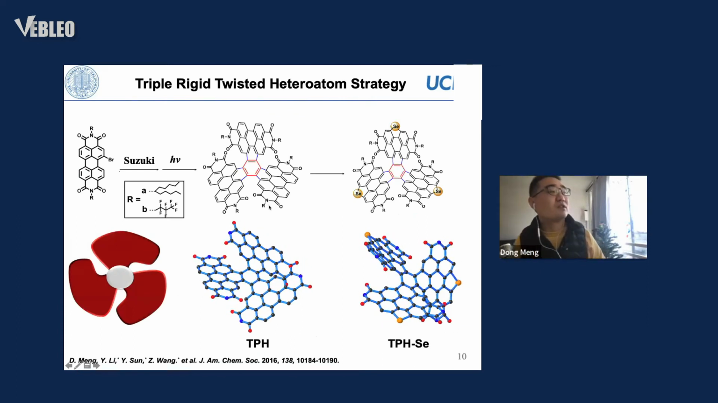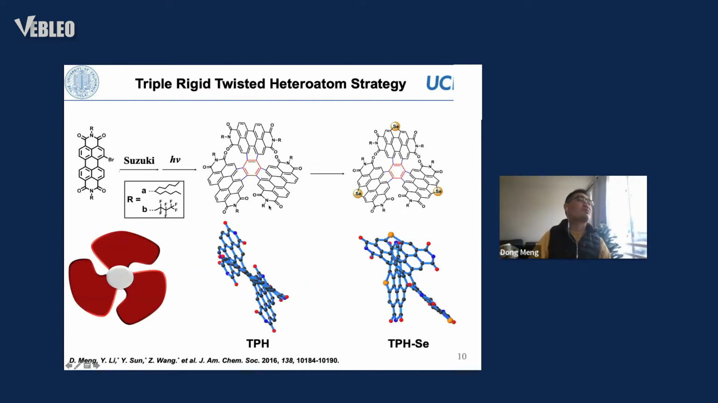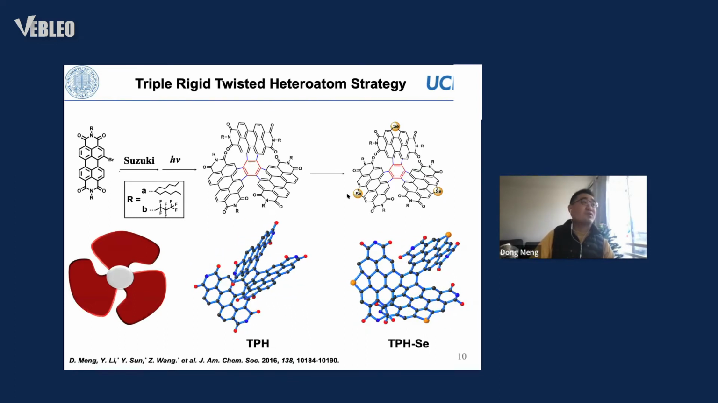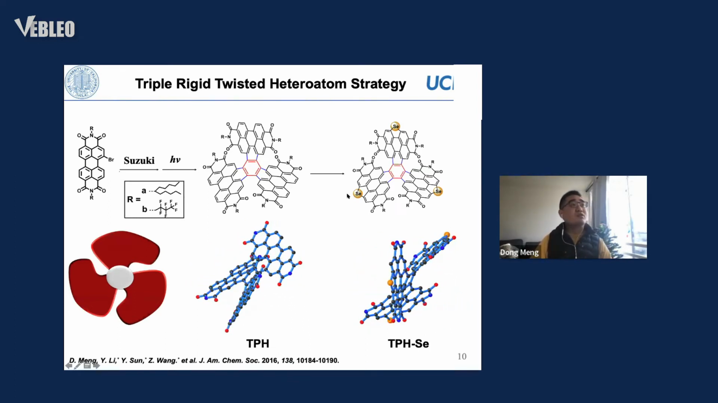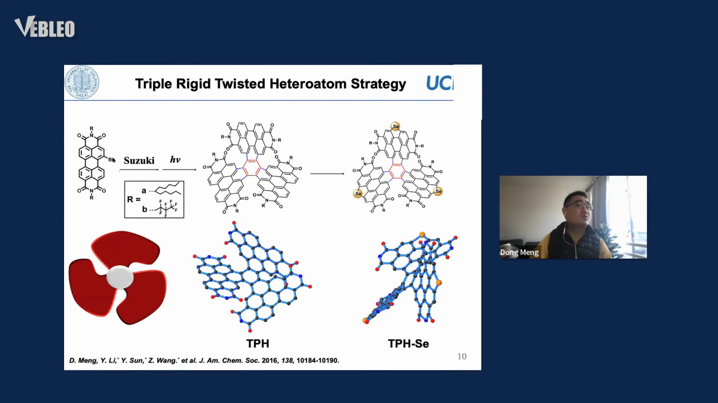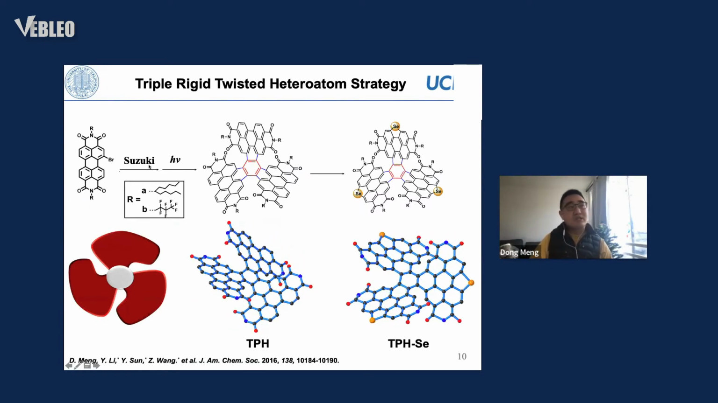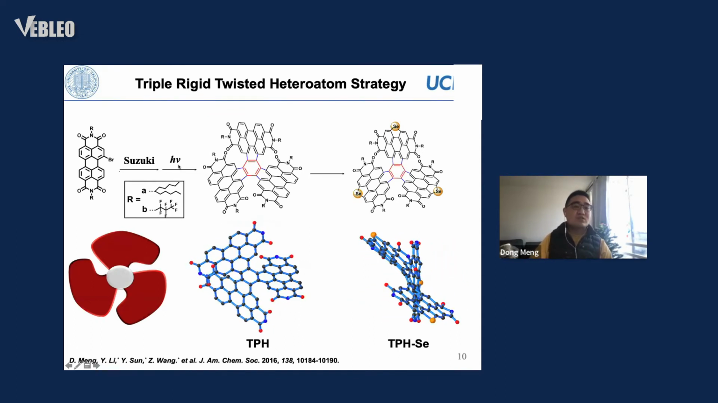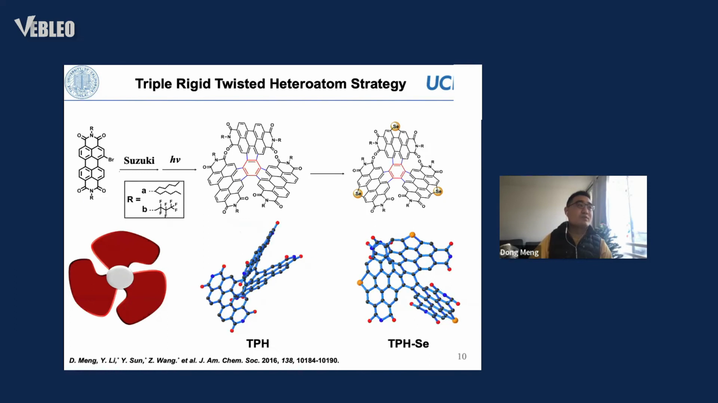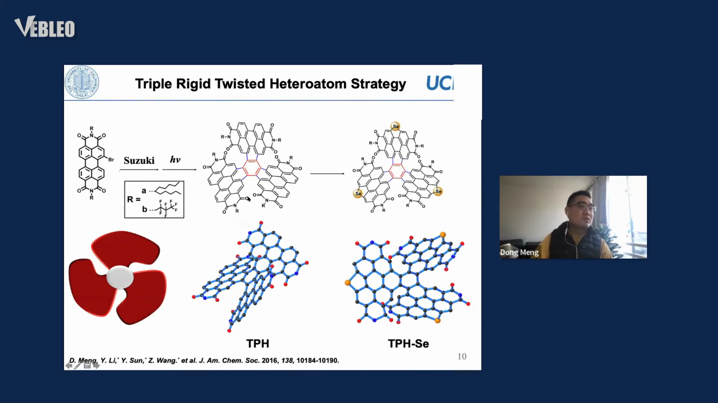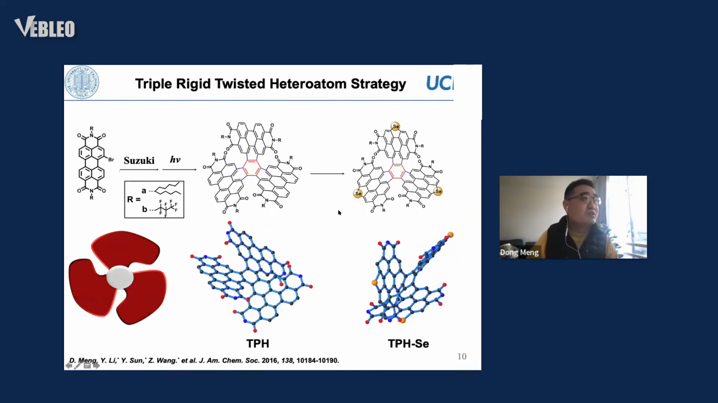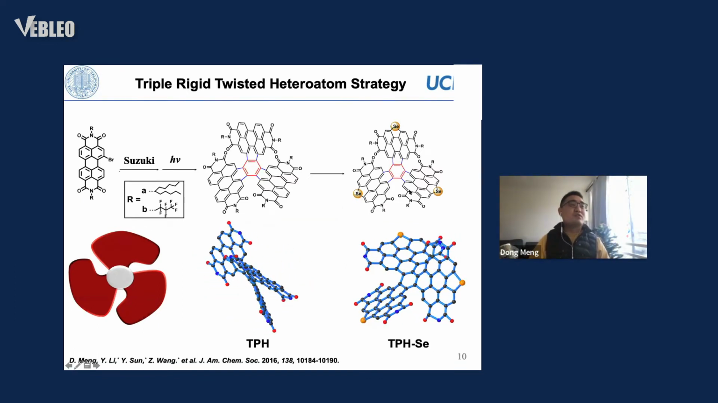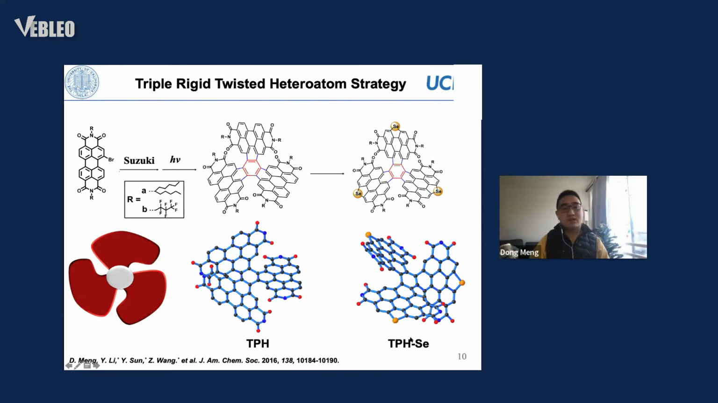For the next strategies, we want to introduce the details, because we also use the rigid twist heteroatom strategies. We use Suzuki coupling and photocyclization to make the fused rings and get the compound TPH. Then we also introduce selenium into the fused ring systems to get TPH-Se.